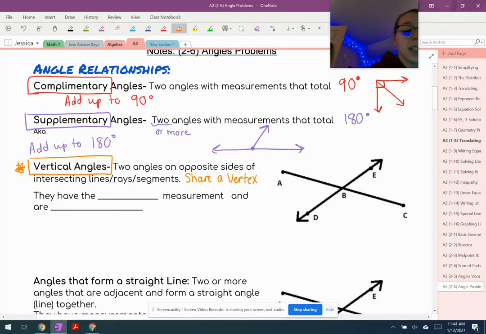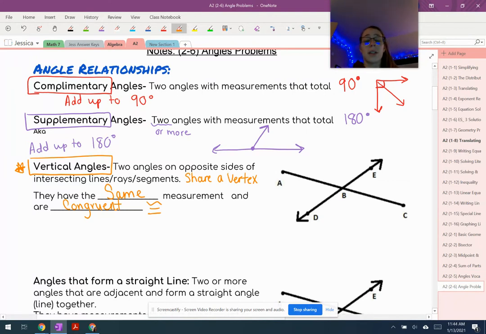They have the same measurement and are congruent. Remember that symbol, the equal sign with the squiggly line on the top. That was a terrible sign. Let's try that again. Equal sign with the squiggly line.